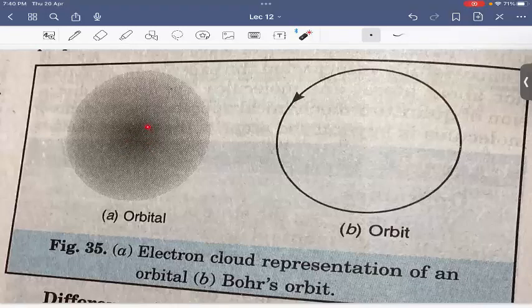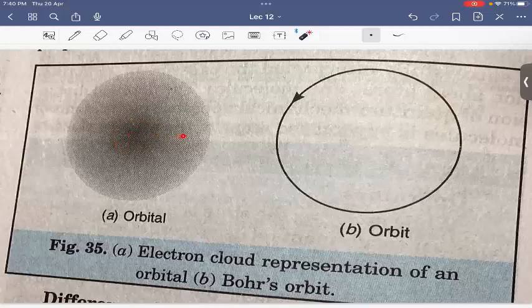So the color indicates the probability density. Darker color indicates high probability, and lighter color indicates less probability. So you can see here this region is a darker one. That means there is a high probability of finding an electron. And as we move away from the center, the probability of finding an electron decreases. And this whole region is called an orbital, whereas only the boundary, right? This will be called an orbit, right? So this is an electron cloud representation of an orbital, where this is an orbit, right?